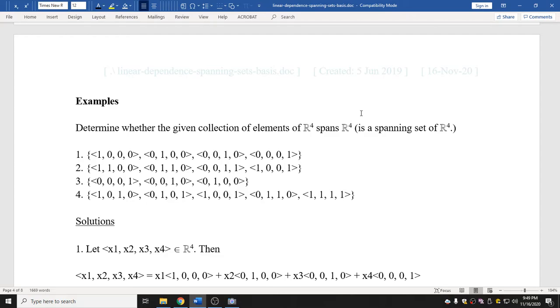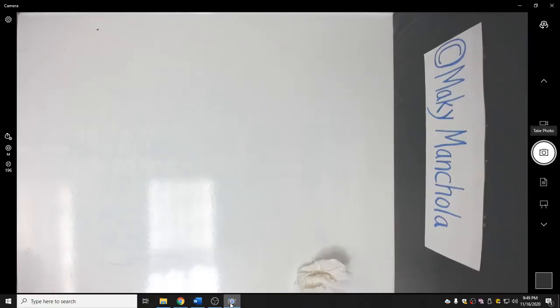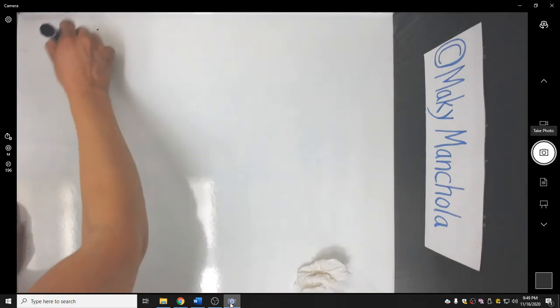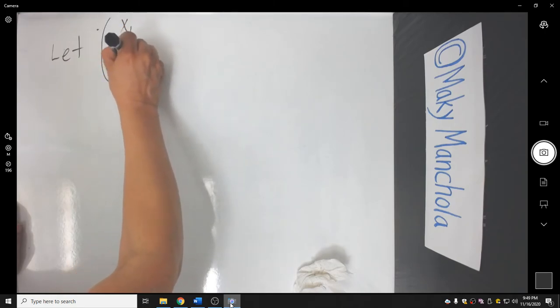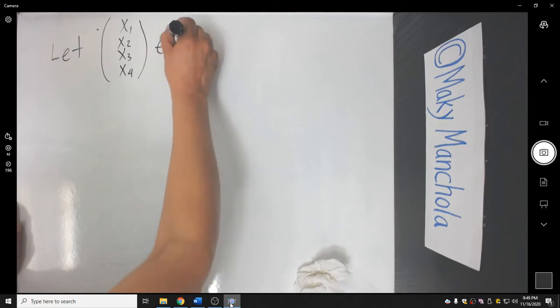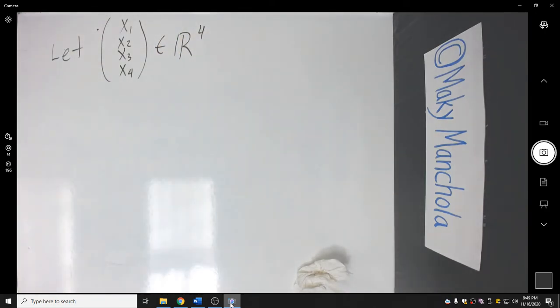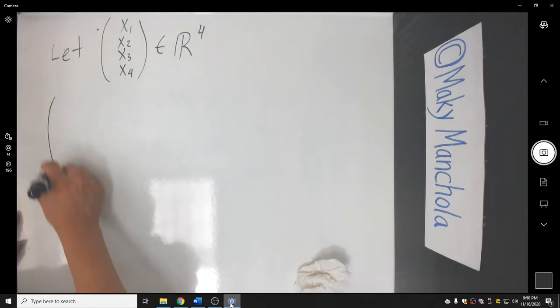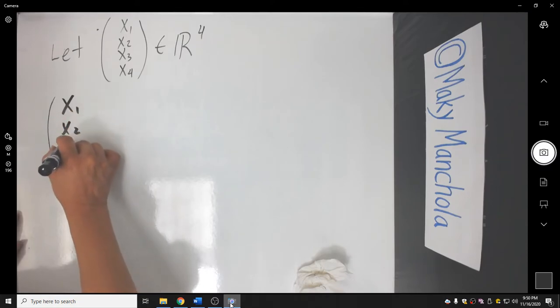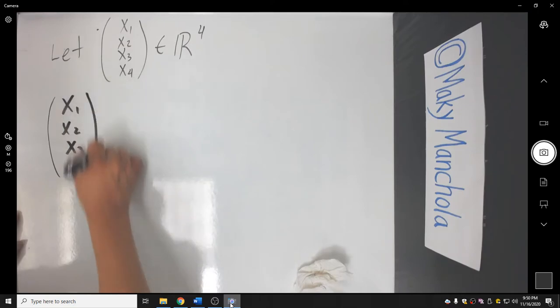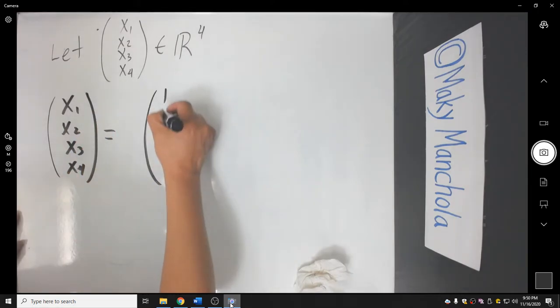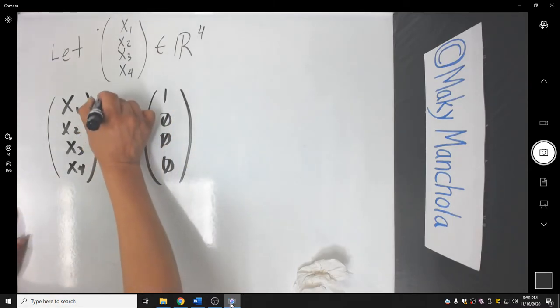So for number 1, we have (1, 0, 0, 0), (0, 1, 0, 0), (0, 0, 1, 0), (0, 0, 0, 1). Okay, so let's pick a generic element of R4. So let (x1, x2, x3, x4) be an element of R4. Now, we're trying to determine whether I can write that generic element of R4 as a linear combination of (1, 0, 0, 0), and I'm putting a question mark there.